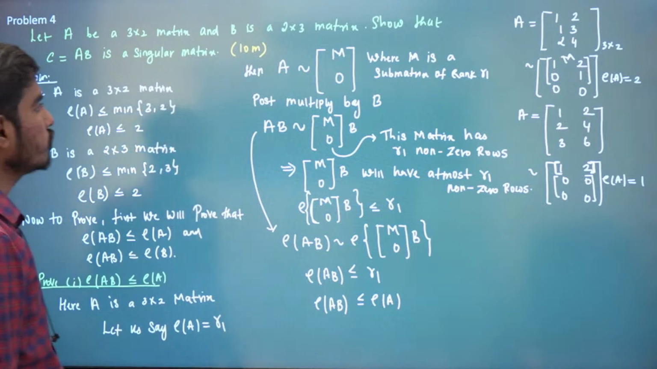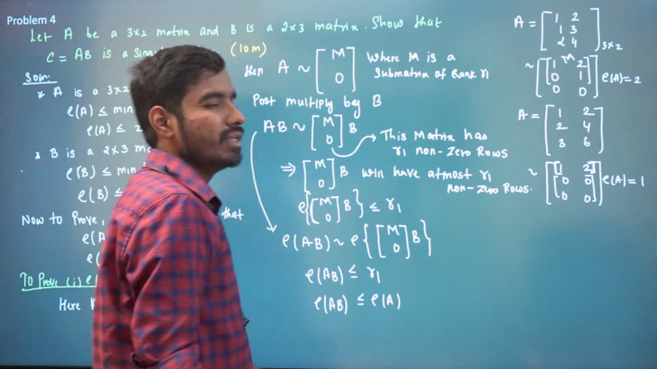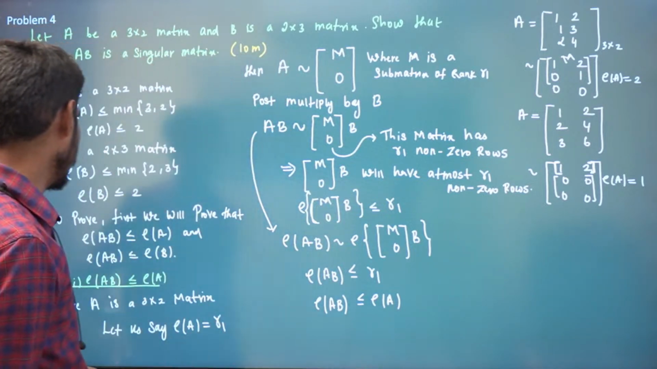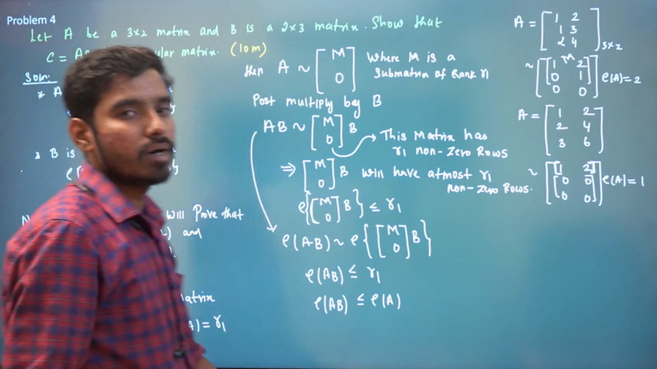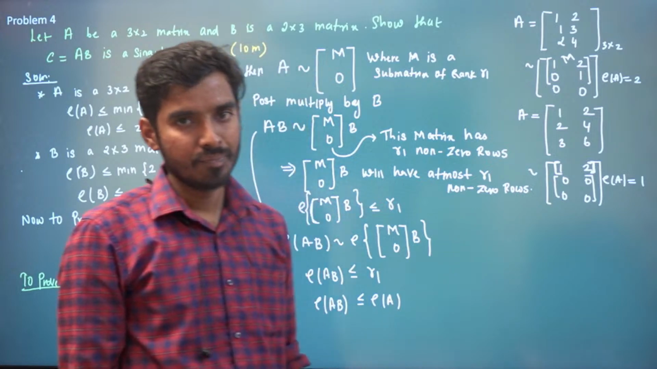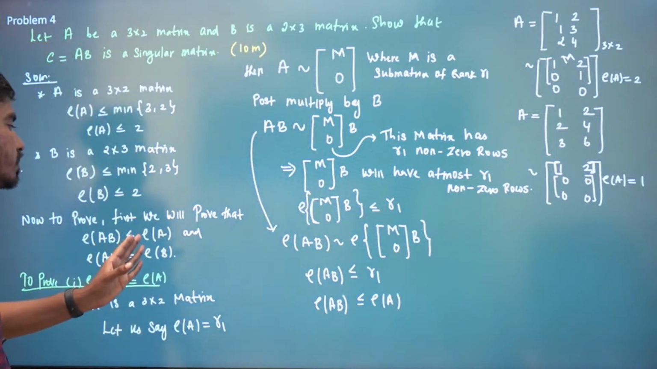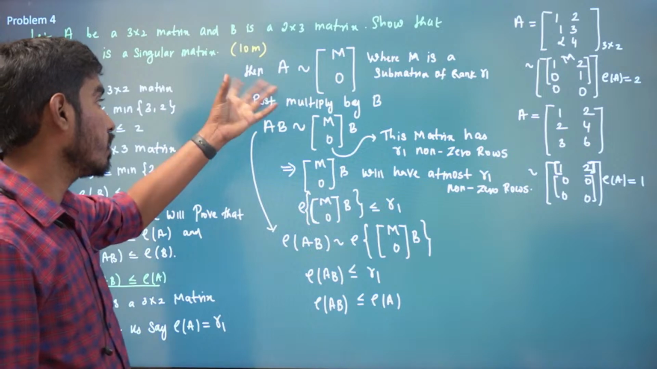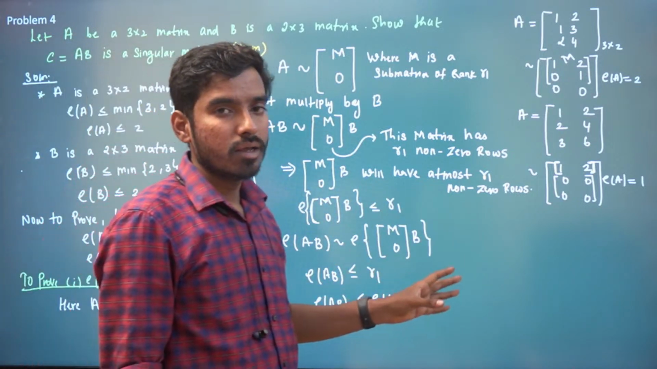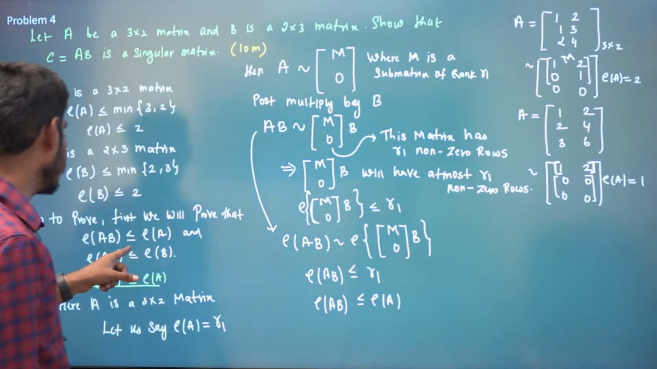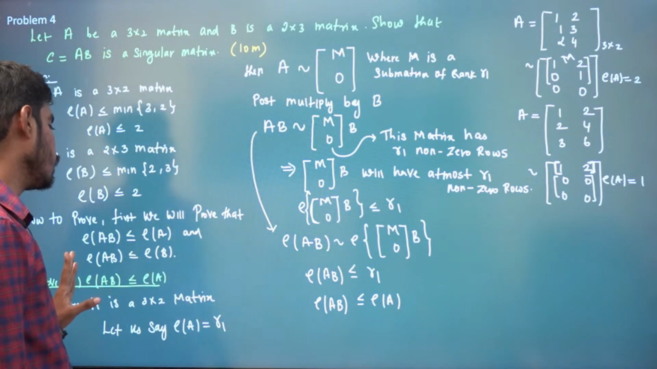So very simple proof. You need to remember this result: rank of AB is always less than or equal to the minimum of rank of A, comma, rank of B. If I use this result directly, I don't know whether they will award 10 marks or not. That is why I'm proving this result: rank of AB is always less than or equal to rank of A and rank of B.